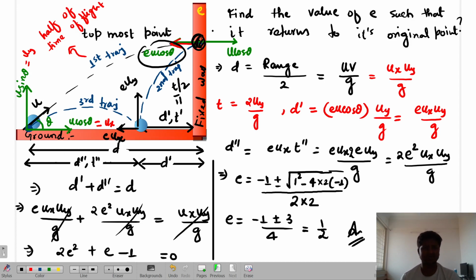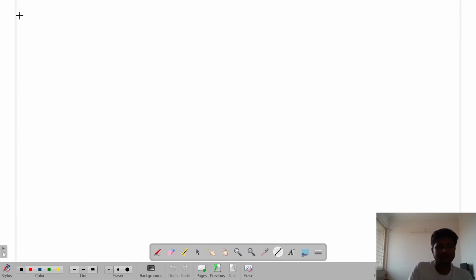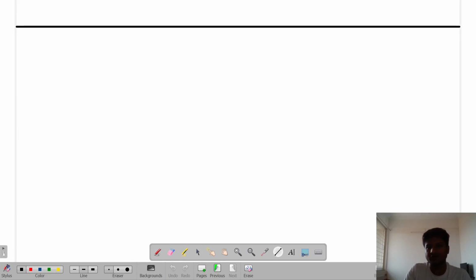So simple, just write the form of range and time and you'll get the answer. Are you able to get me or not? Okay. Now this was all about the different kinds of collision which we discussed. Now we are going to study a special kind of collision which we call oblique collision.